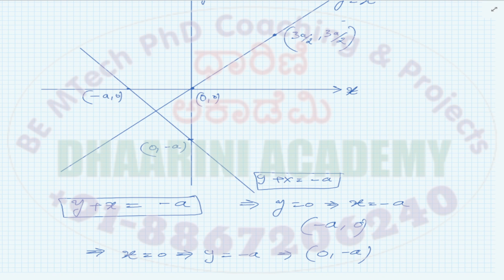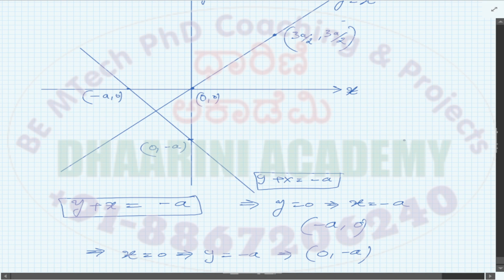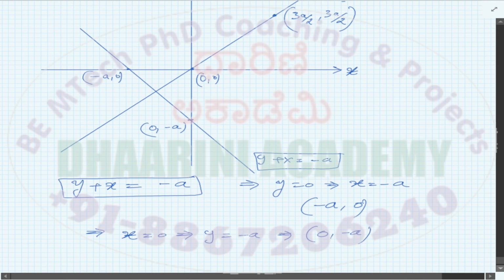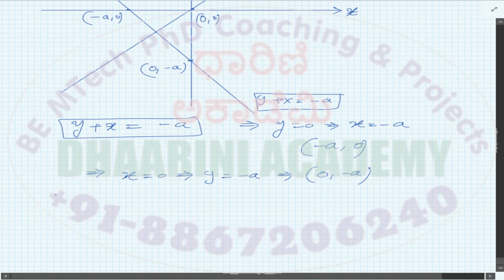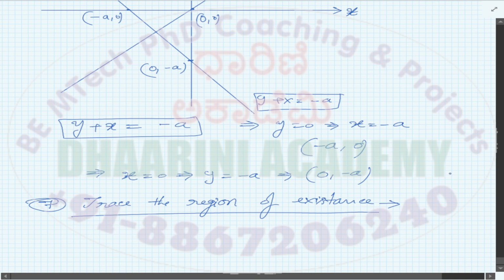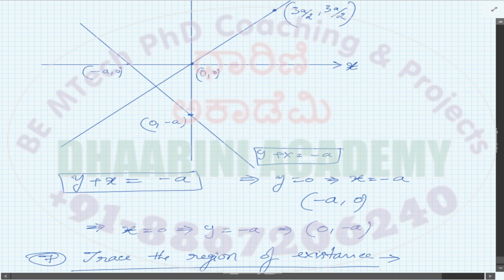All right, there is one more step left before I draw the final graph. I think this should be step number 7. So the seventh step is I'm going to trace the region of existence.